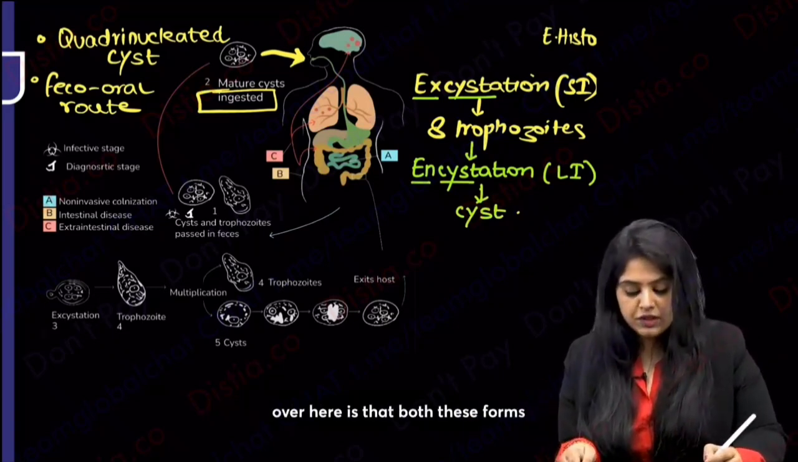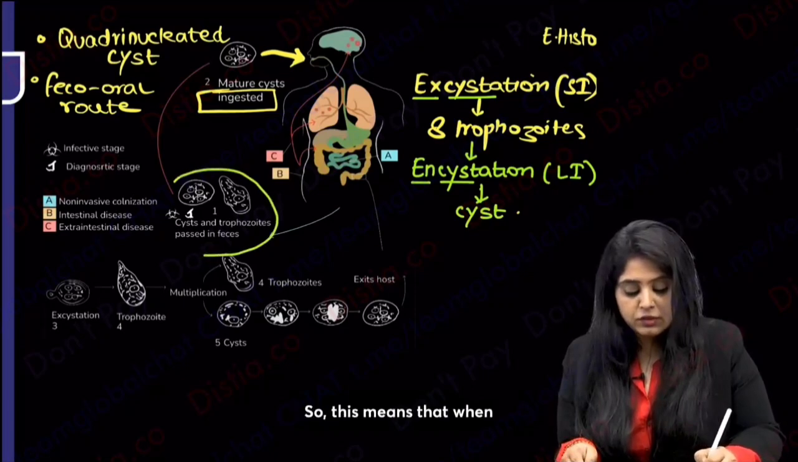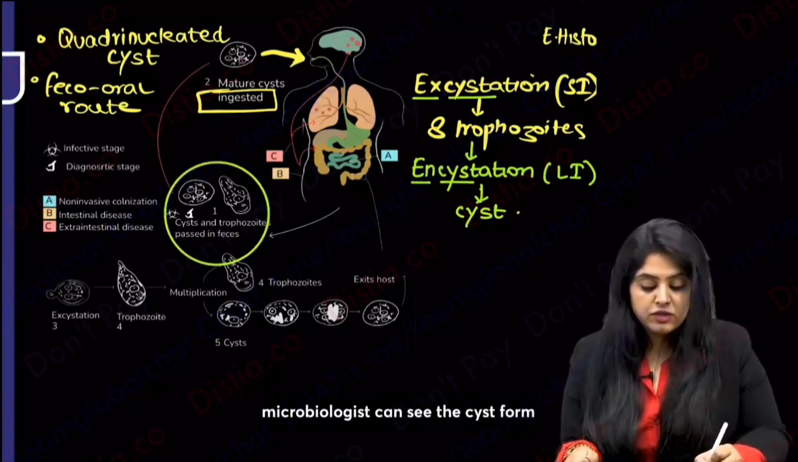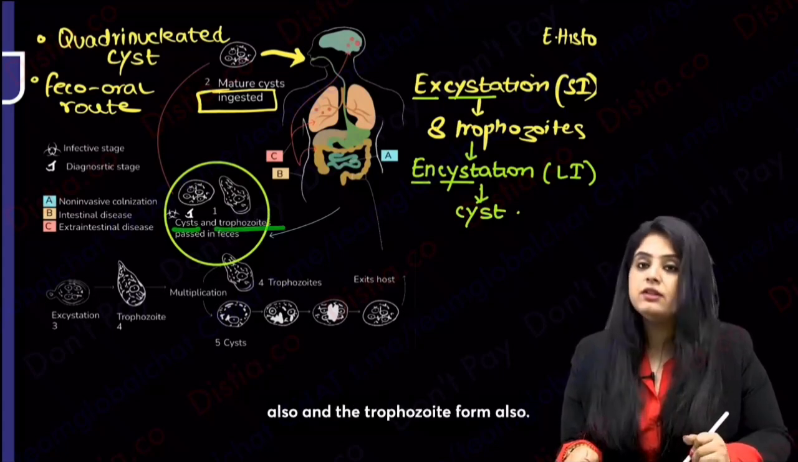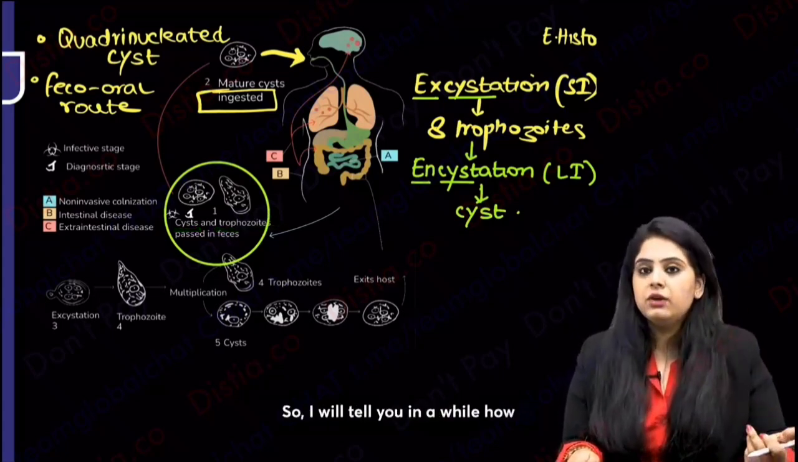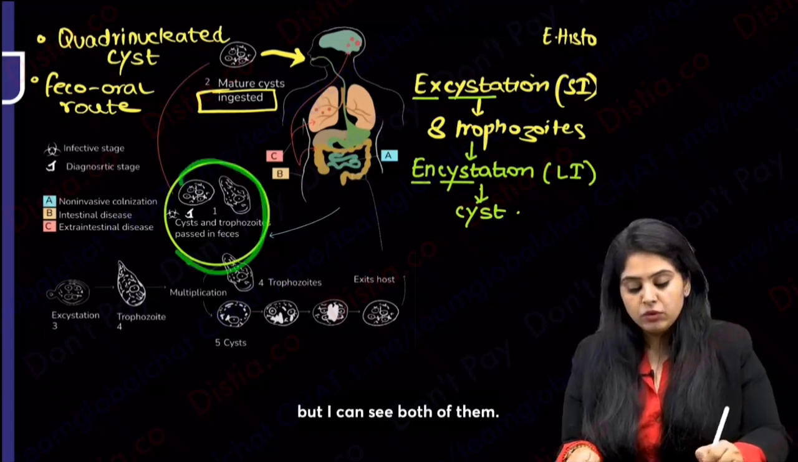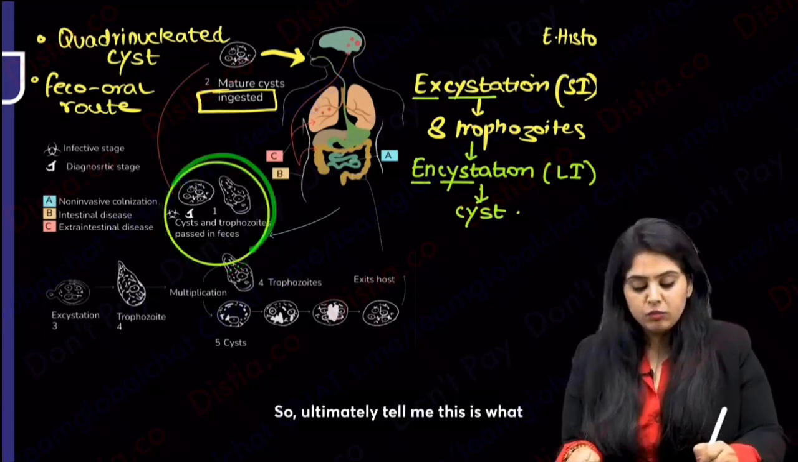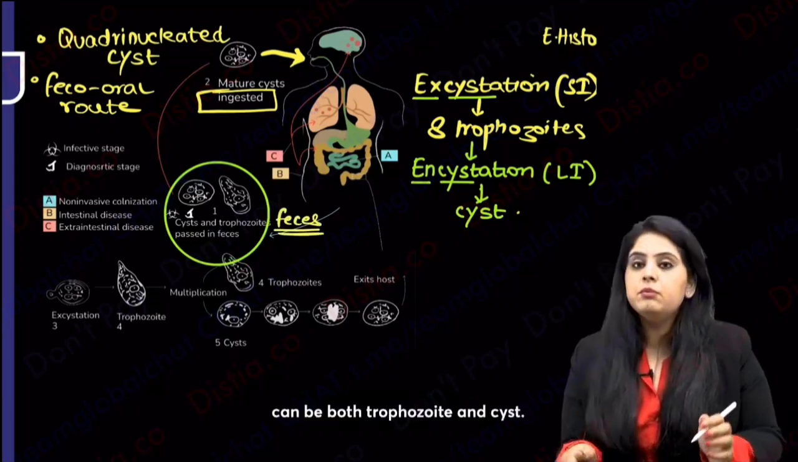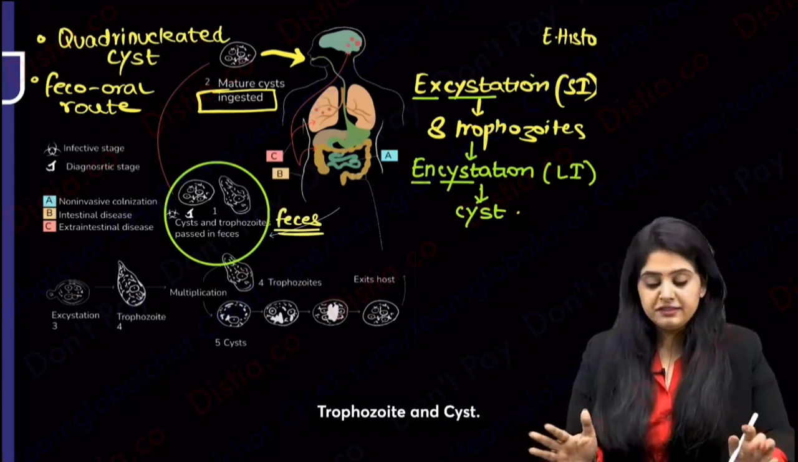And what I can see over here is that both these forms are coming out in the feces. So this means that when a microbiologist is looking at the slide, the microbiologist can see the cyst form also and the trophozoite form also. I need to know how they look like. So I will tell you in a while how they are going to appear, but I can see both of them. So ultimately, this is what has been passed in the feces: both trophozoite and cyst.